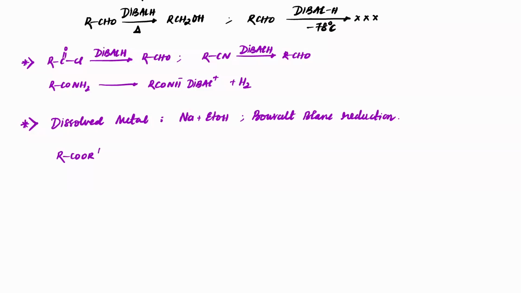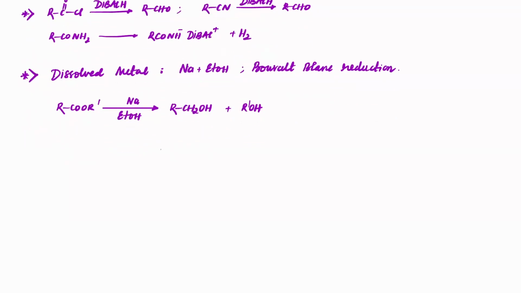And RCOOR with sodium and ethanol will convert into RCH2OH. Here there is no temperature condition. Even aldehydes will all convert into alcohols only. Everything will convert into alcohols.